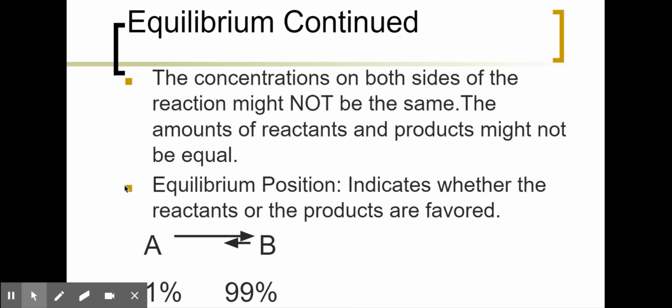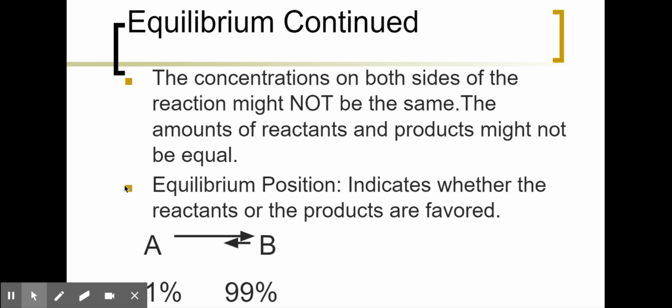So we look at equilibrium and we say it's about the rates of the reactions. The speed of the forward is the same as the speed of the reverse reaction. However, the concentrations might not be the same. And if they are the same, that's a coincidence. It has nothing to do with equilibrium.